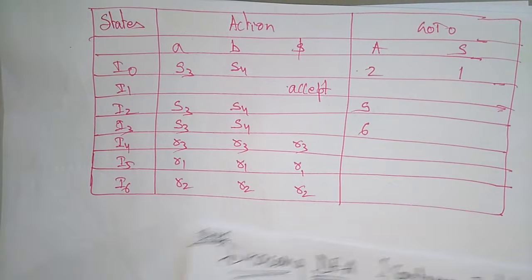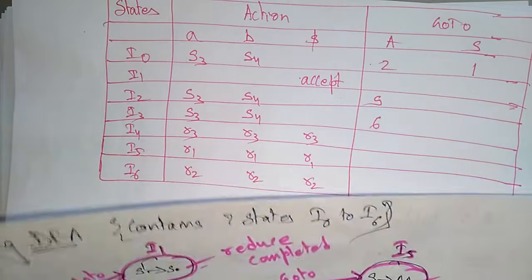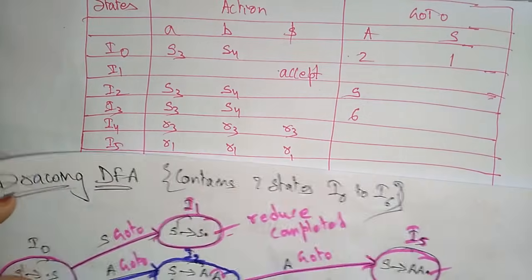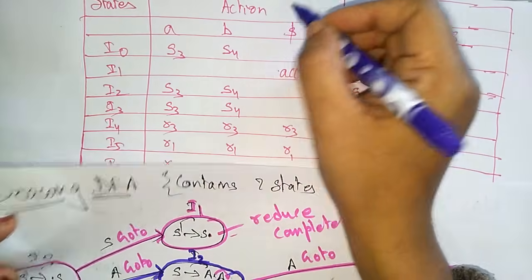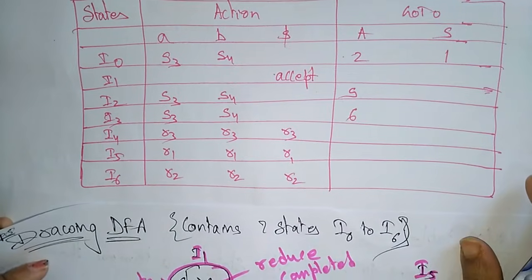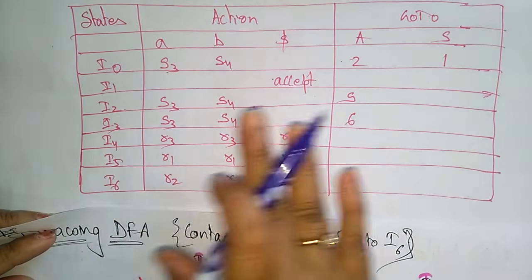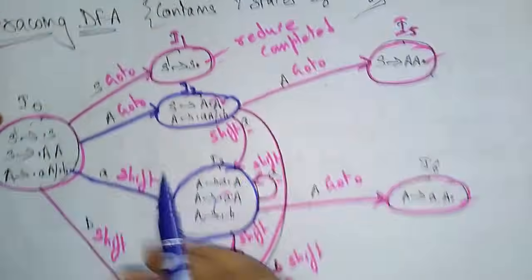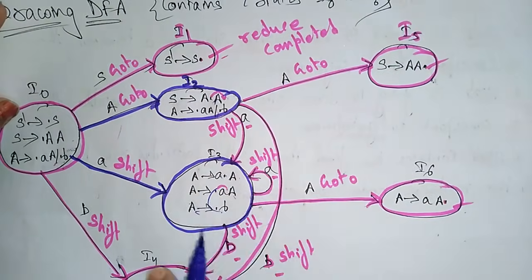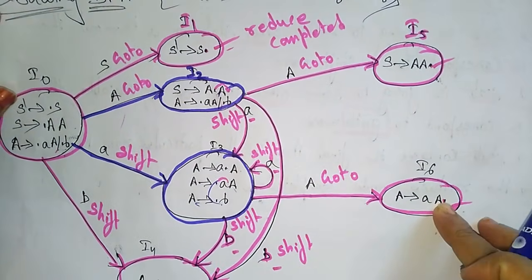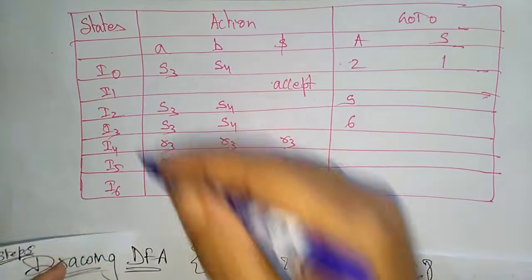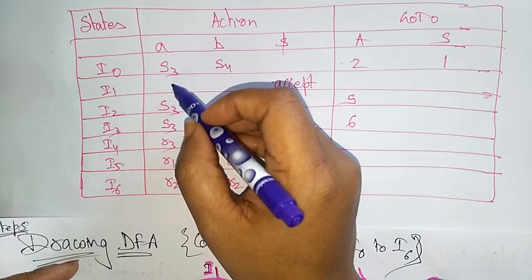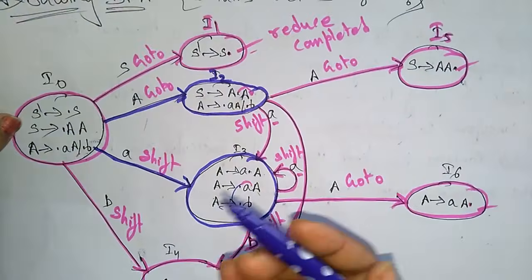Here I have already constructed the parsing table. Just see the diagram. The LR parsing table consists of states, action and goto. And here I have written all the states: 0, 1, 2, 3, 4, 5, 6. So 0 to 6, that means a total of 7 states.